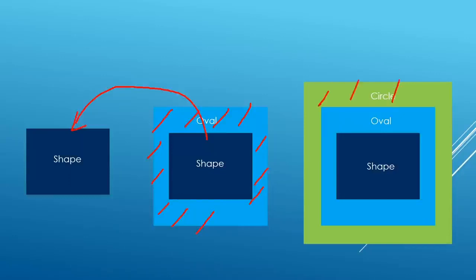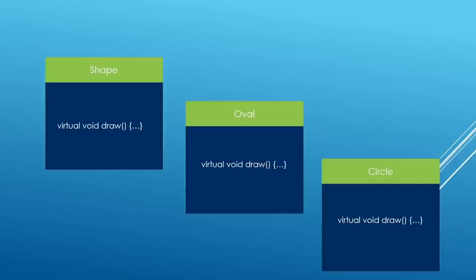The circle information is going to be sliced off, then the oval information is also going to be sliced off, and we're going to be left with the inner shape part that we assign to our shape object here. Now, I want you to see that this can happen indirectly in ways that you might not expect. And we are going to use our inheritance hierarchy again.